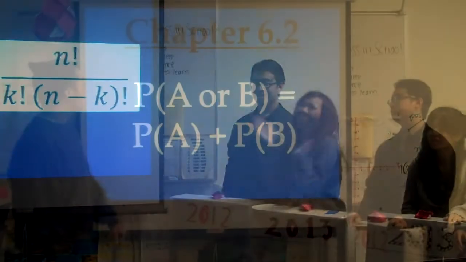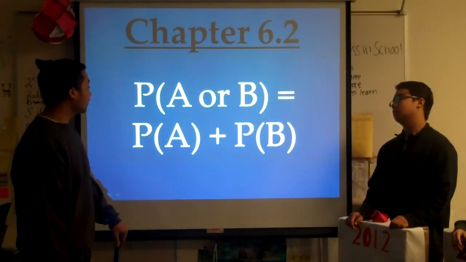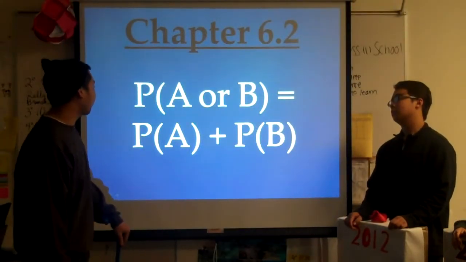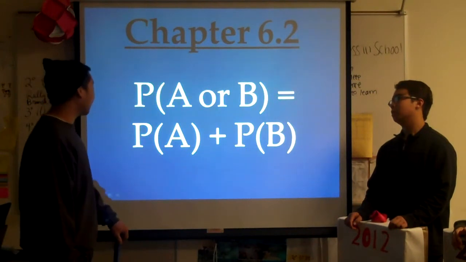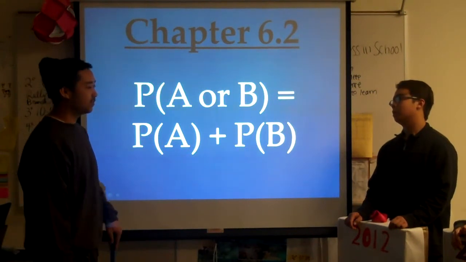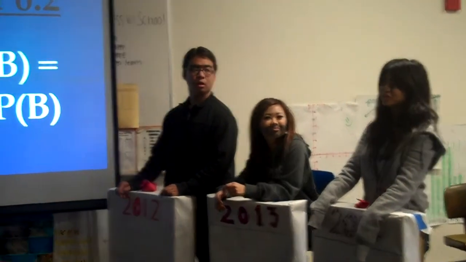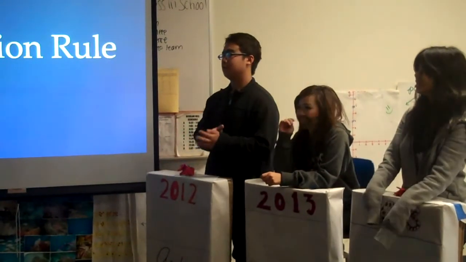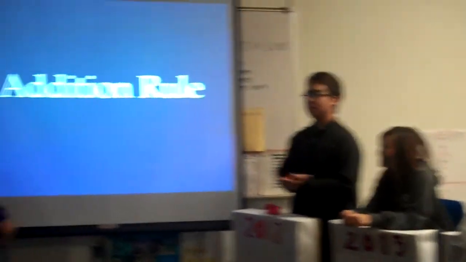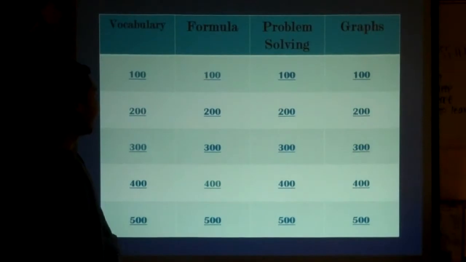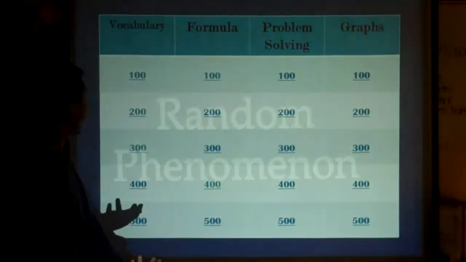Okay. For chapter 6.2, what is the formula name for a probability of A or B that equals probability of A plus probability of B? Additional rules. Correct. 100 points for you. Yeah, only 100 points. Since you got the right answer for the last category, you may pick which one.